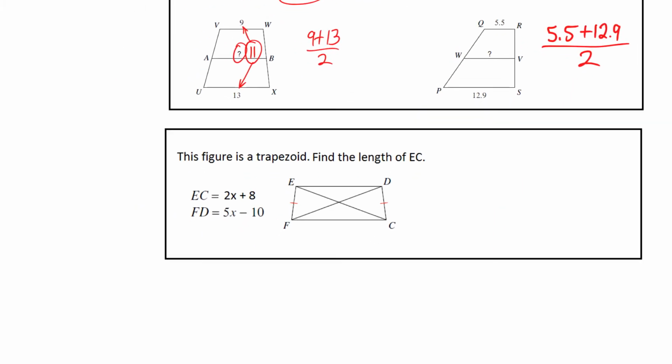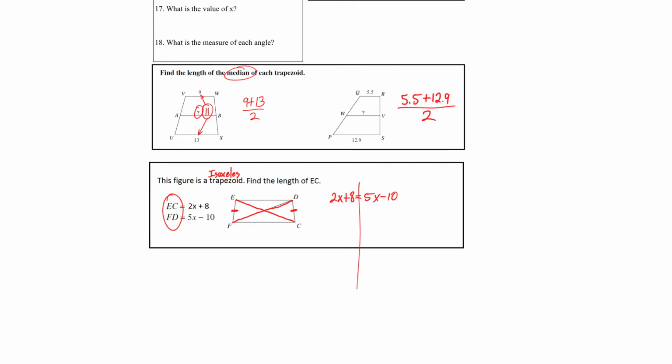Okay, next one says this figure is a trapezoid. And what type of trapezoid is it? We talked about it a little bit last week. It's an isosceles trapezoid because it has two sides that are the same length. And so the important thing about that is that in an isosceles trapezoid, the diagonals are congruent, and that's what these two things are talking about right here. So you're just going to set them equal. 2x plus 8 is equal to 5x minus 10. You'll solve for x, find x, then plug it back in to find EC. Okay.